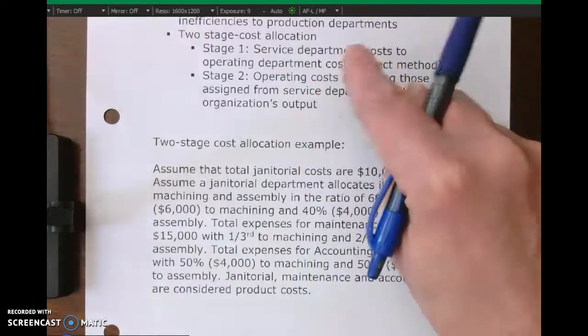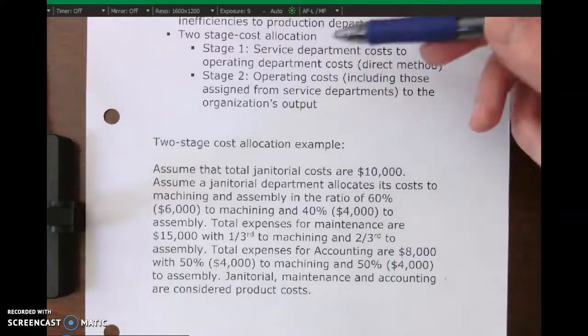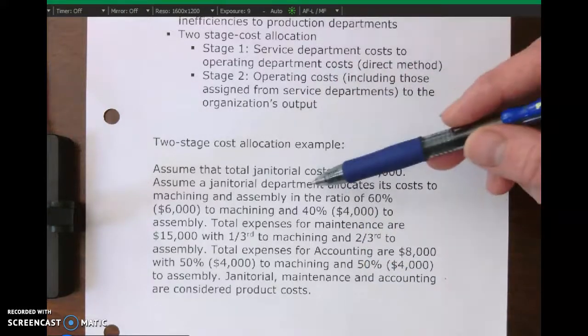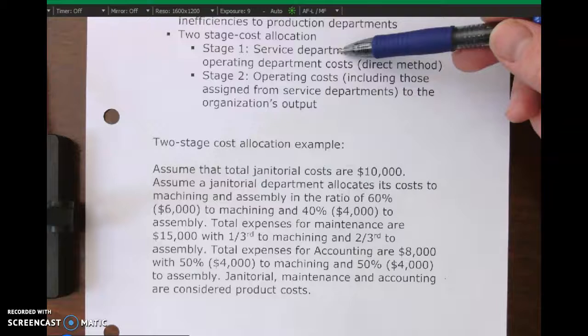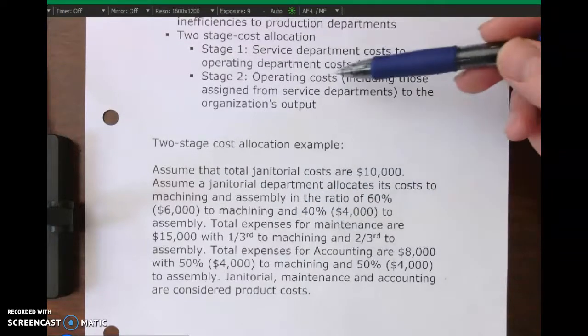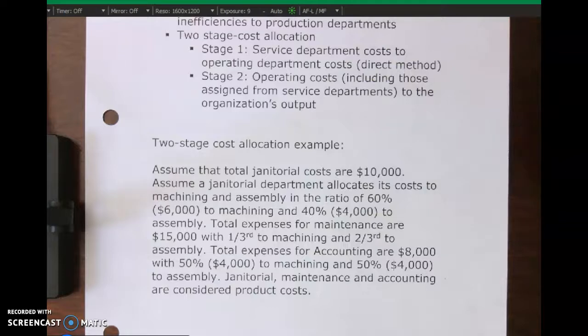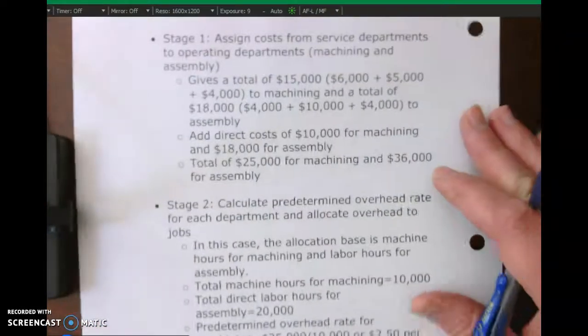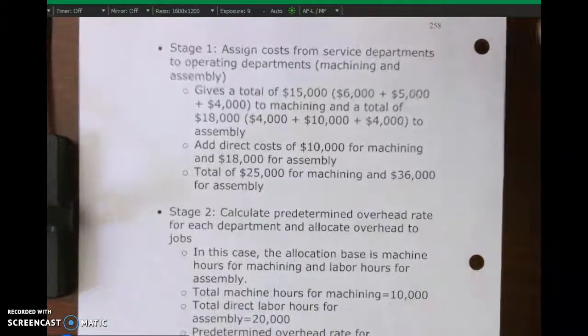So what we're going to do, relating this to these two stages, is push these service department costs to machining and assembly. Machining and assembly are considered overhead, and then that overhead will be pushed down to the unit level, just like what we talked about in job order costing and also with process costing.